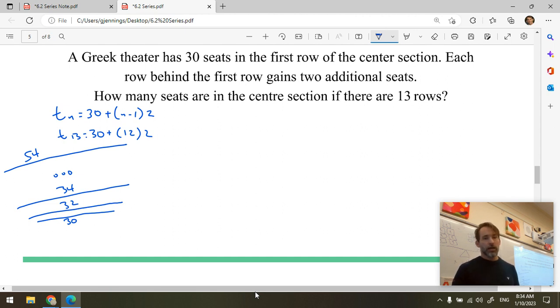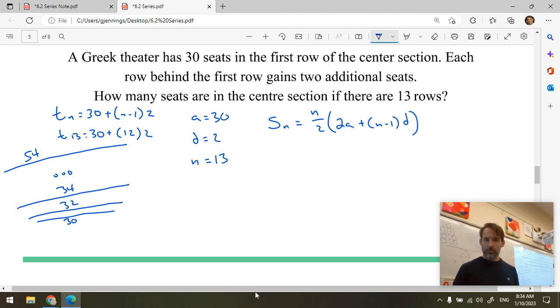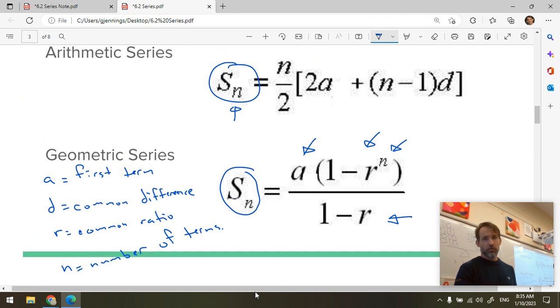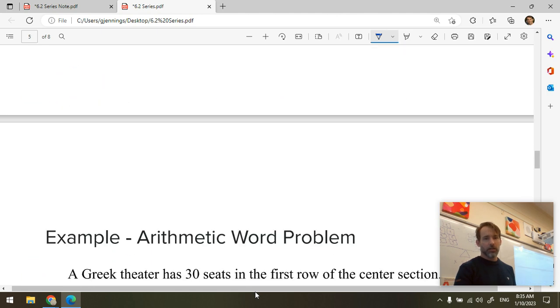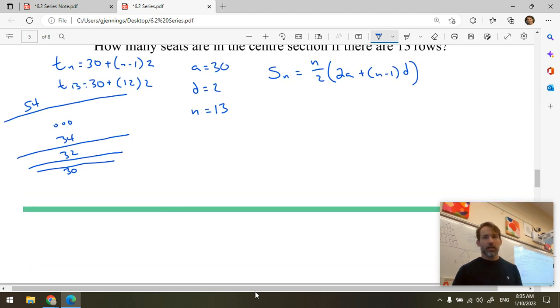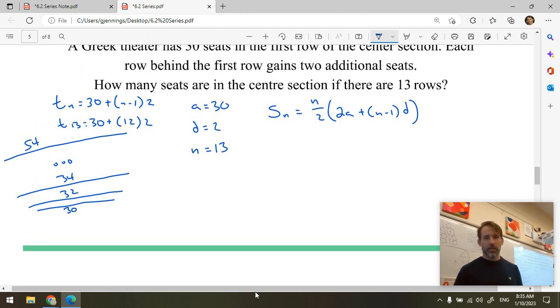So let's make a little chart. A is equal to 30. That's our first term. D is the common difference. There's 2 more in each row. And the number of rows is 13. So we would do Sn is equal to n over 2 multiplied by 2a plus n minus 1 times d. That's our formula, right? And then you check it and make sure. You can do the check and make sure while you're practicing on a test. You want to have that memorized. And then go ahead and substitute in your different variables.